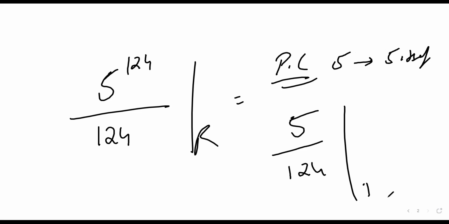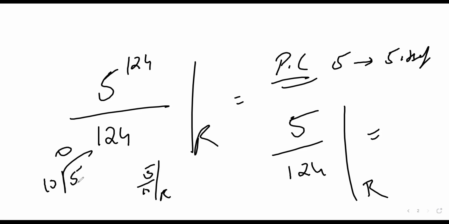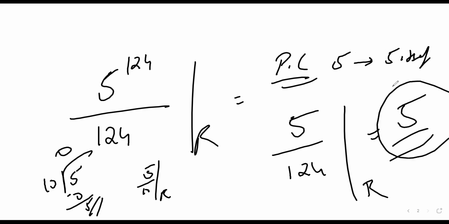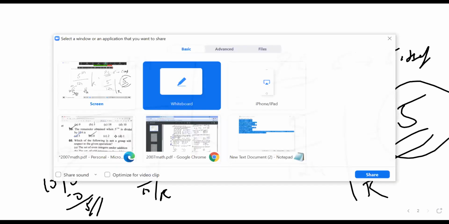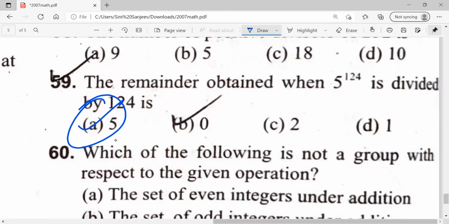That is the last digit thing, correct? So if I take 5 by 10, what is the remainder? 10 times 0 is 0, so the remainder is 5. Anything divided by a bigger number, that number itself will be the remainder. So here it is 5 itself. The answer is option A. Even though I marked 0 previously in this paper, the answer is 5 itself. I hope everyone understood this.